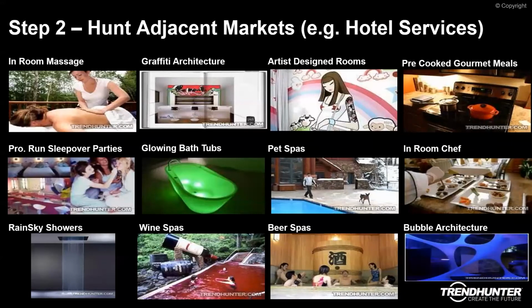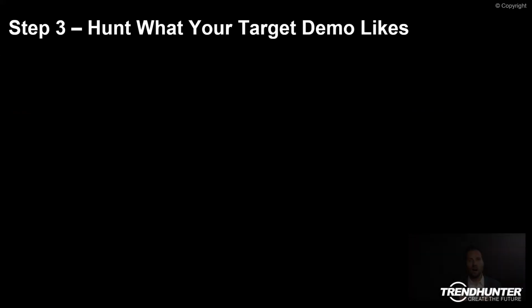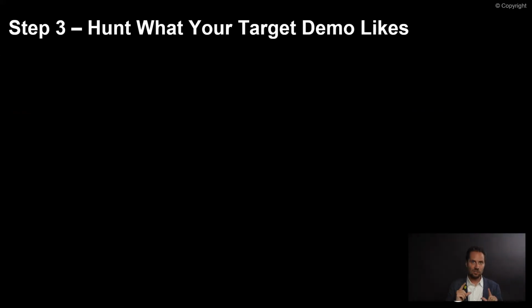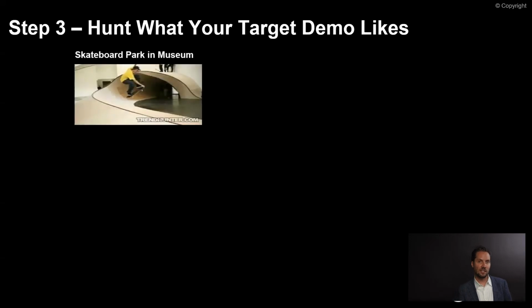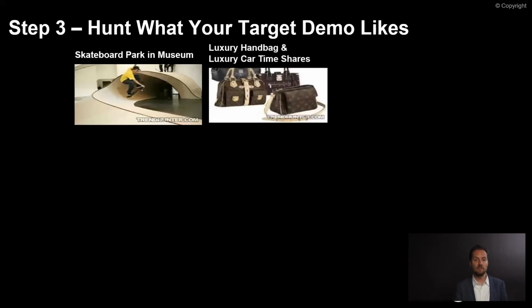So now we've looked in our industry, and step two, we've looked at an adjacent industry. In step three, you would look at other inspiring things that your target demographic is interested in. For example, let's pretend we did this looking for millennial interests, a hotel for millennials. We might look at other things that were getting a lot of traffic and attention. On Trend Hunter, we saw a museum in Amsterdam that wanted to attract a younger demographic to the gallery, so they put a skateboard park inside the museum.